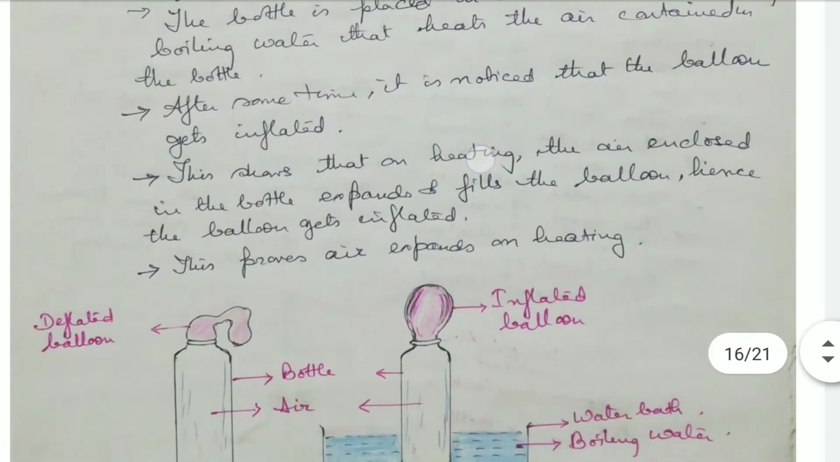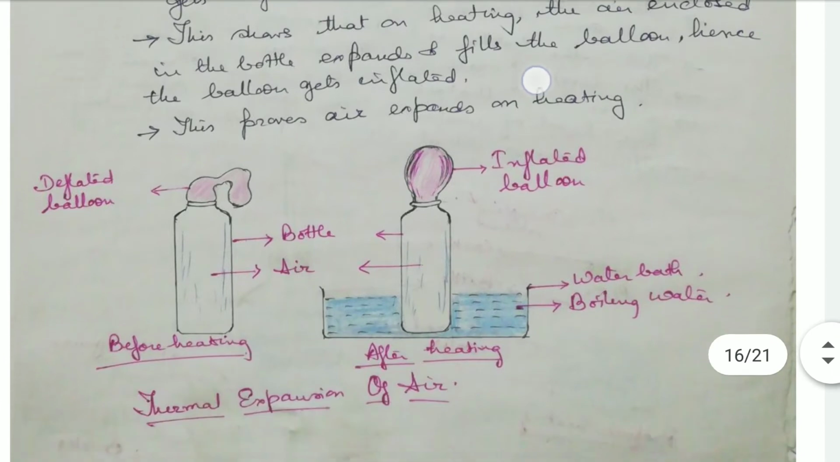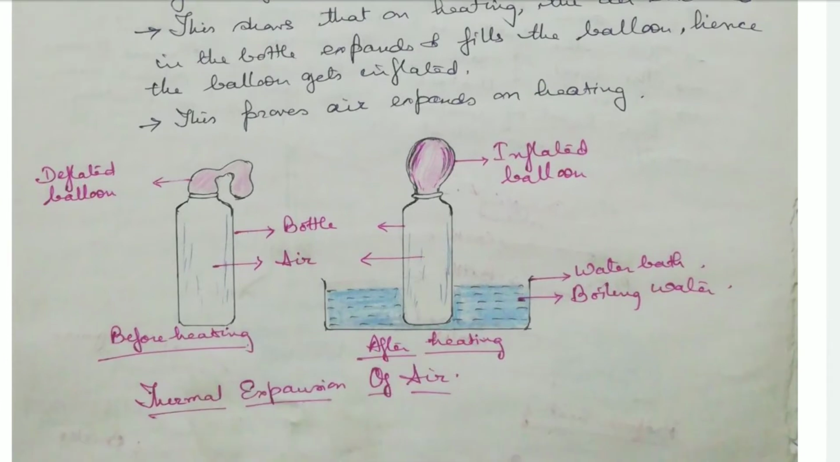After some time, the balloon gets inflated. This shows that on heating, the air enclosed in the bottle expands and fills up the balloon. Hence the balloon gets inflated. From the picture you can see the bottle which is empty, that is, which contains air. There's a deflated balloon attached to it. Then it is placed on a water bath which contains hot water, boiling water rather.